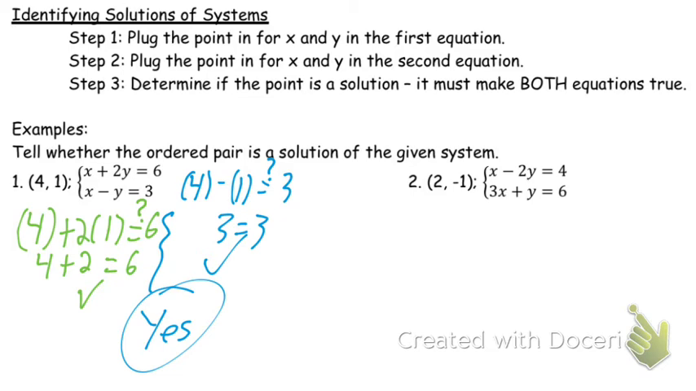Okay? So, as we plug this one in, 2 minus 2 times negative 1 equals 4. We're plugging this in top one, okay? So negative 2 times negative 1 is a positive 2. So 2 plus 2. Does 2 plus 2 equal 4, guys? Yes, sir. You betcha.